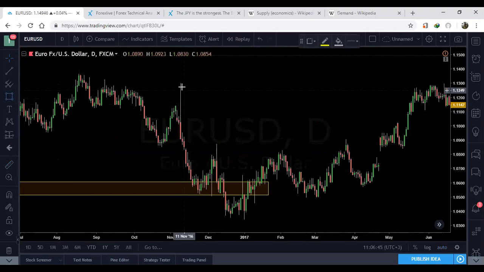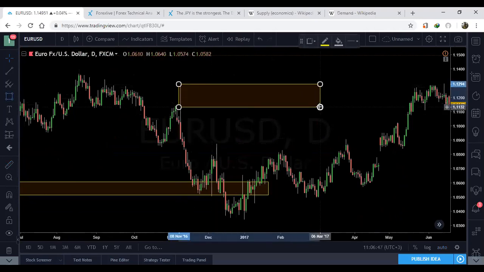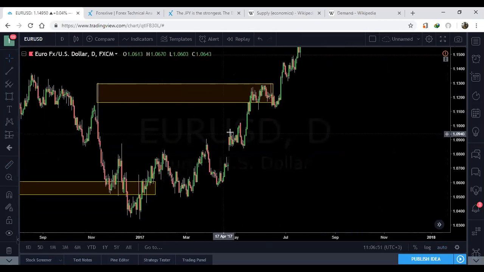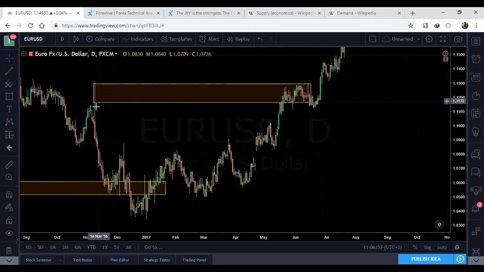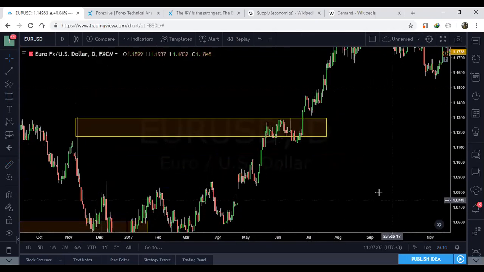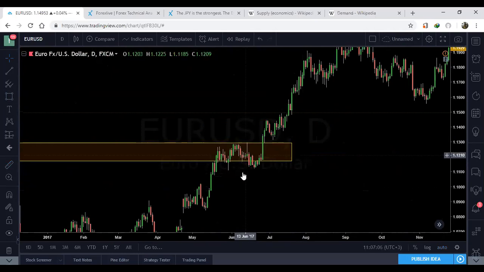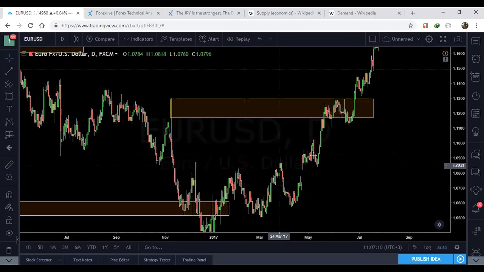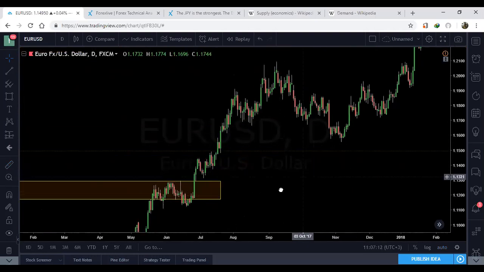You have another rejection here. You see, it later became... it was a supply zone. It came to be a demand zone. You see the pressure that was used to break this zone, and people started to continue buying and going long. You can see the pressure, the market pressure. So that's just simple.